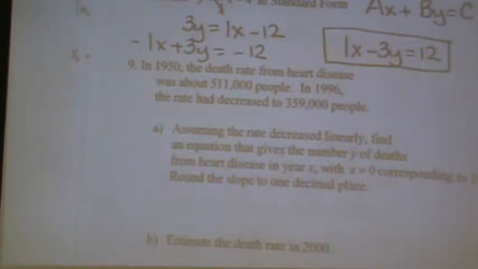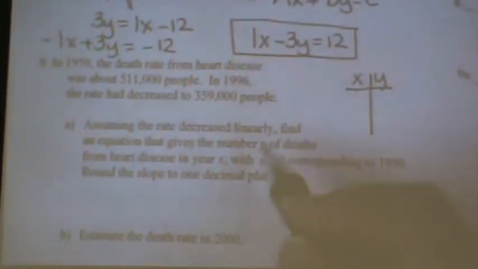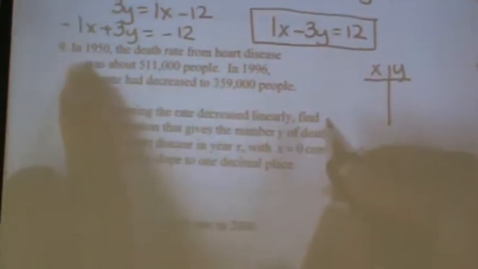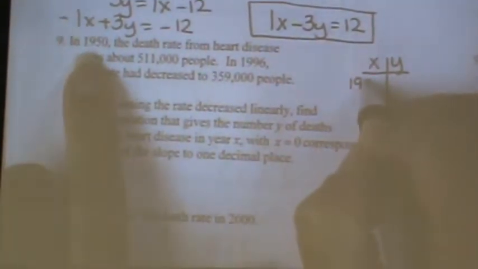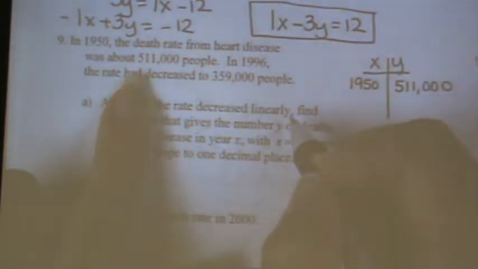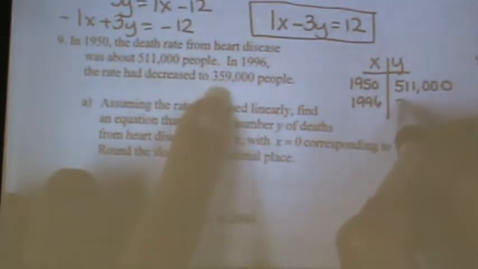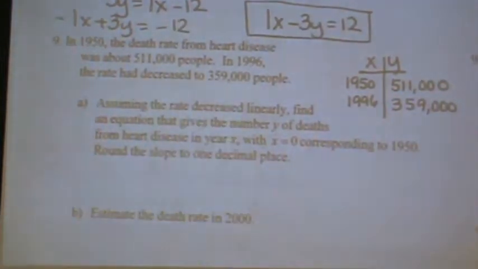Now so far it's all been review. Number 9, it says in the year 1950, so I get myself ready. I'm comparing the death rate to the number of people. So it says in the year 1950, the death rate was about 511,000 people. And I made this question up. It's not real, it's fake. So I just wanted to state that. And then in the year 1996, sounded good though. I'm sure it's more than this, believe it or not.